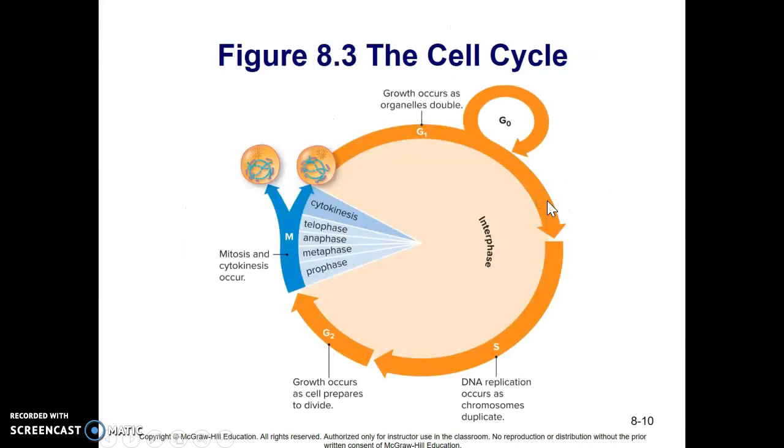But here's a picture that we're going to see a few different times in a few different ways. So these orange arrows all the way over here, that's interphase. And then this blue bit over here is the M phase, or the mitotic phase. And that's when mitosis and cytokinesis occur. And we're going to talk about what each one of these words mean.